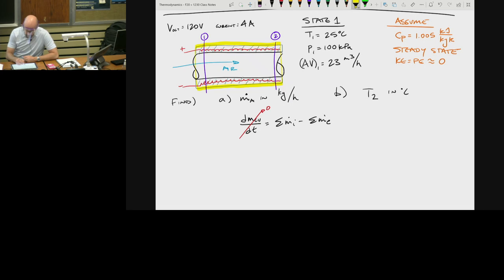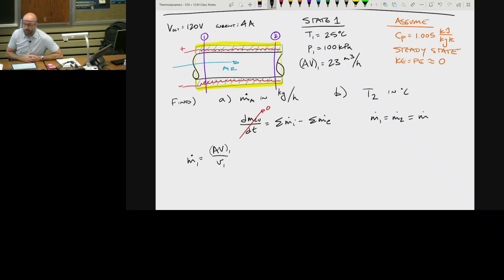And there's only one mass flow rate in, and only one mass flow rate exiting, so I know that m dot 1 is equal to m dot 2, which I'll just call m dot. Doesn't matter where we find the mass flow rate. If we find it at 2 or at 1, it's the same mass flow rate. And I know that mass flow rate can be found by taking the volumetric flow rate divided by the specific volume. I was given the volumetric flow rate at 1, so if I find the specific volume at 1, I can find the mass flow rate at 1, which is the same as at 2, which is the same as the mass flow rate.